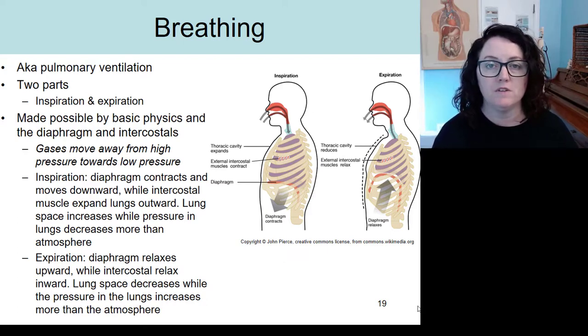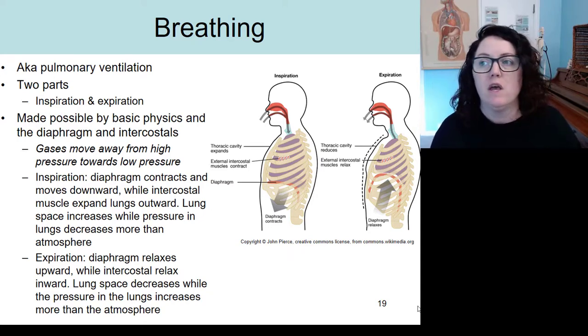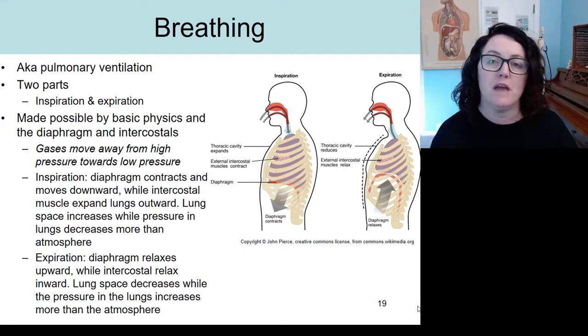The basic physics involved here is the fact that gases move away from areas of high pressure towards areas of low pressure. And you probably already know this. If you've ever let the air out of a balloon, you've seen this happen, right? As the air leaves the balloon, it's leaving that area of high pressure inside the balloon and moving to the area of low pressure, the atmosphere outside of the balloon.